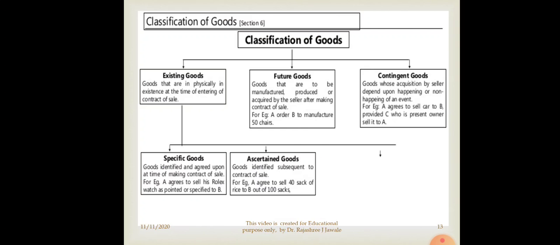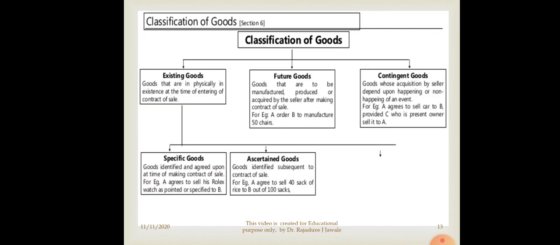So what are existing goods? Goods that are physically in existence at the time of entering into the contract of sale. What are future goods? The goods that are to be manufactured, produced or acquired by the seller after making the contract of sale. For example, A orders B to manufacture 50 chairs. What are contingent goods? Goods whose acquisition by the seller depends upon the happening or non-happening of an event. For example, A agrees to sell a car to B, provided C, who is the present owner, sells it to B.